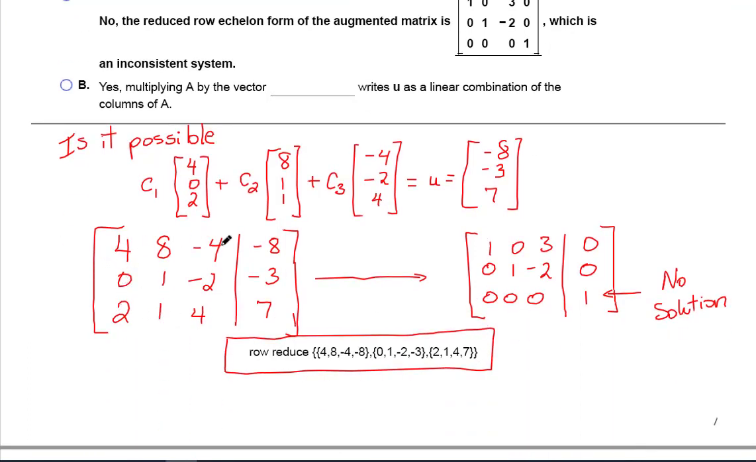So I form the augmented matrix. I do row reduction to find out what I get, and what I see is I get this row of 0, 0, 0, 1, which means there's no solution. So what that means is vector U is not in the subspace spanned by the columns of matrix A.